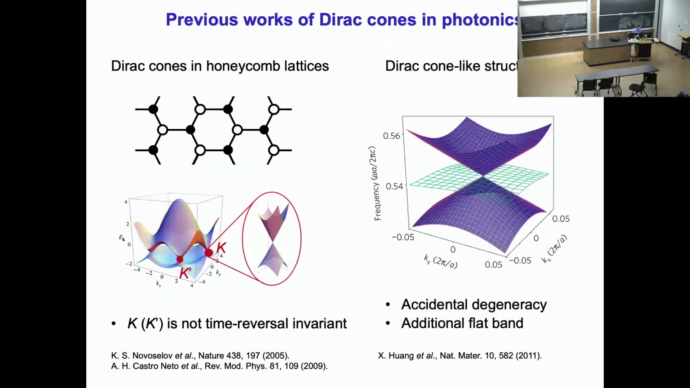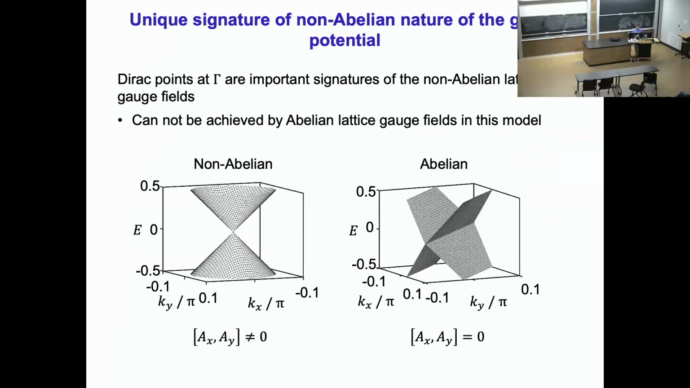This is actually somewhat unusual. Dirac points are very well known in condensed matter physics and photonics. For example, if you look at graphene, it has a Dirac point at the K point. But the K point is not time reversal invariant. Having a Dirac point at gamma, which is time reversal invariant, is a little bit unusual because it requires time reversal symmetry breaking. And that's precisely what the non-abelian gauge potential that I showed gives you. Also, this Dirac cone at gamma is a unique signature of the non-abelianness of the system. For the same model, if you use an abelian matrix potential, you don't get a Dirac cone, you get a nodal line.